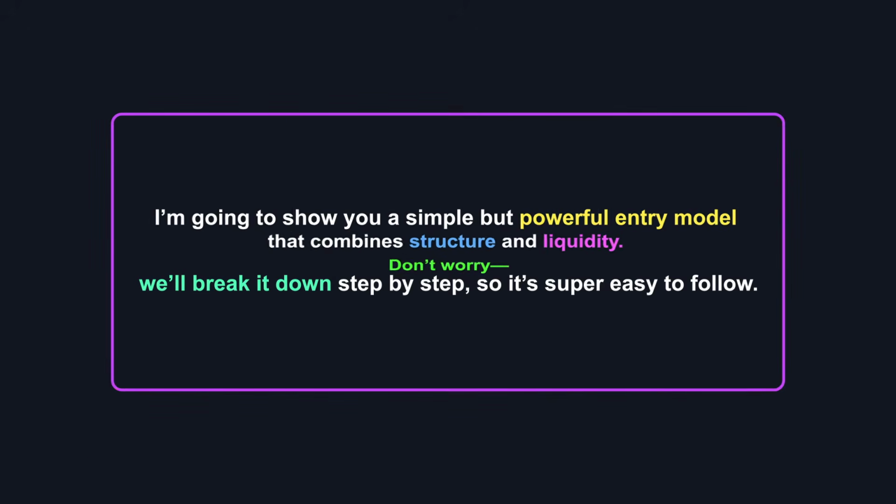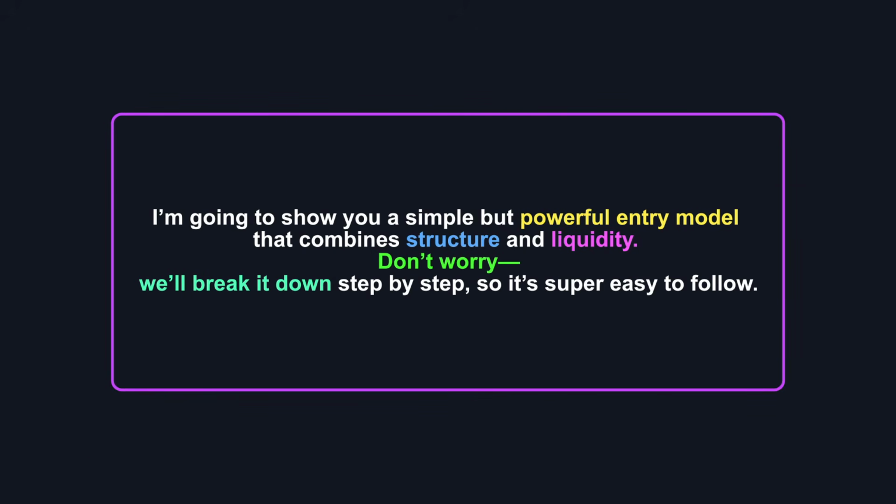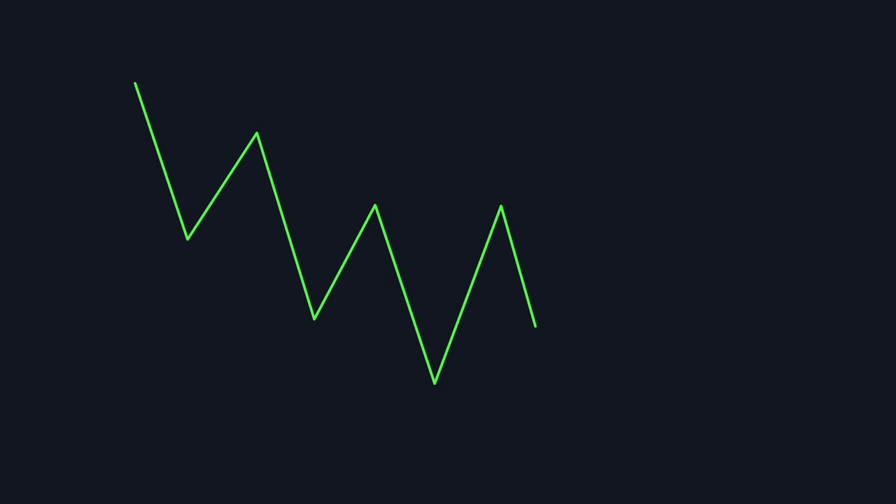I'm going to show you a simple but powerful entry model that combines structure and liquidity. Don't worry, we'll break it down step by step so it's super easy to follow. Imagine we're in a bearish market. What do we see? The market is making lower lows and lower highs. Classic downtrend. Between those big moves, there are small corrective pullbacks, tiny pauses before the market continues down.